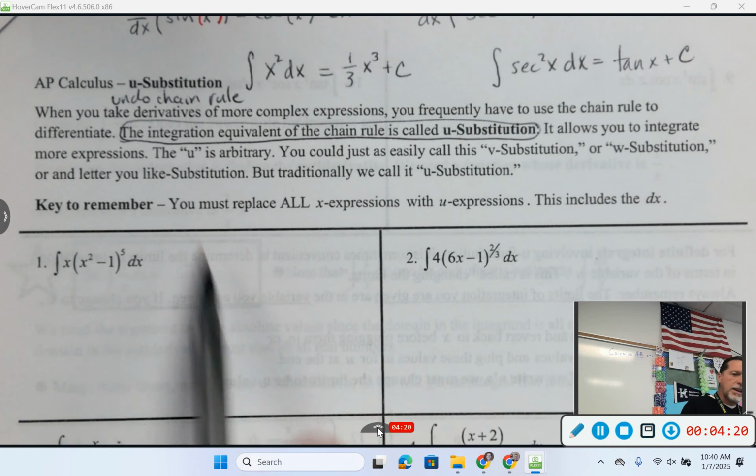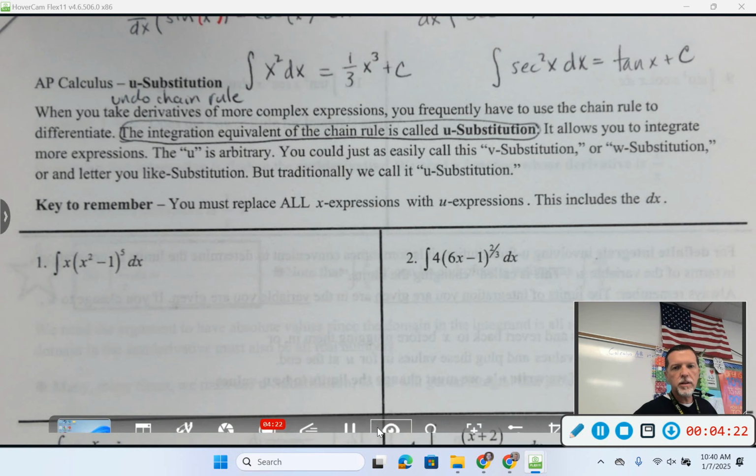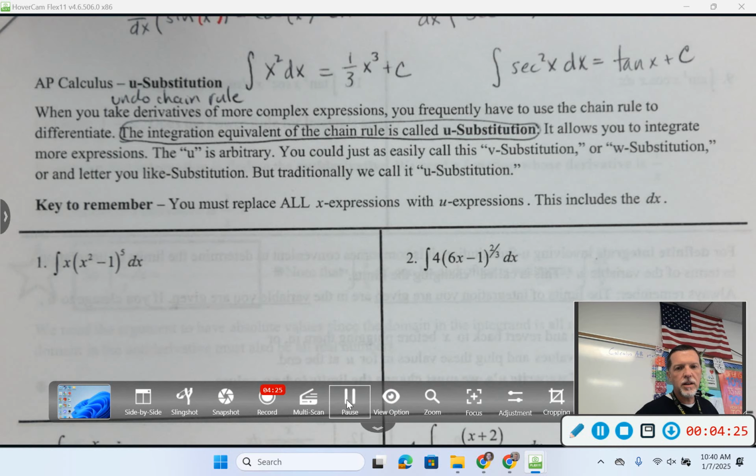Okay, a key to remember. Document 40 in this bill. Please take attendance at this time. Thank you.